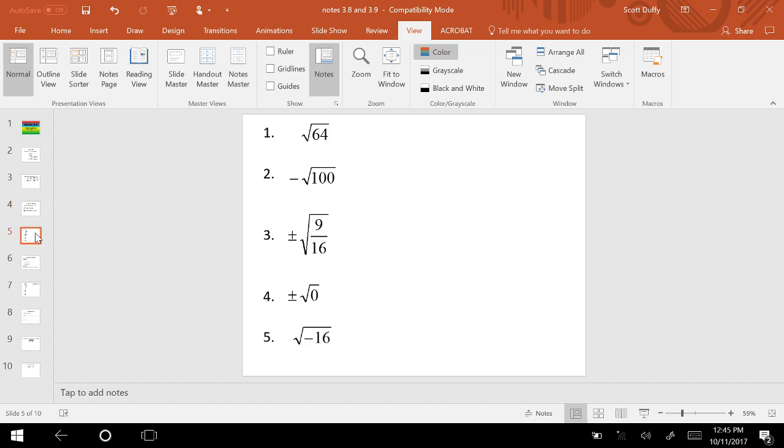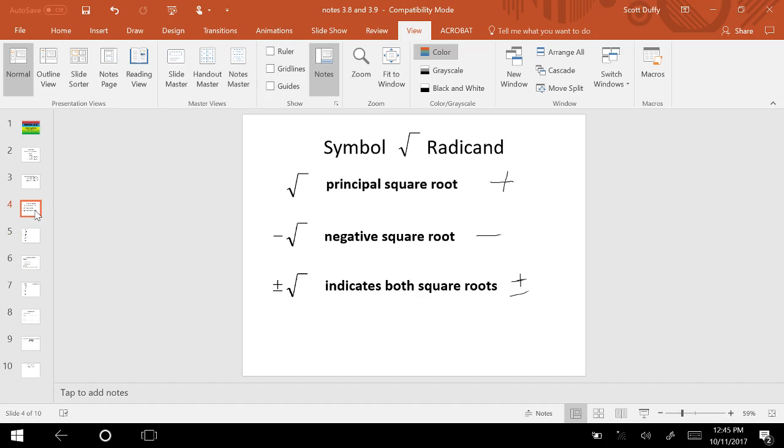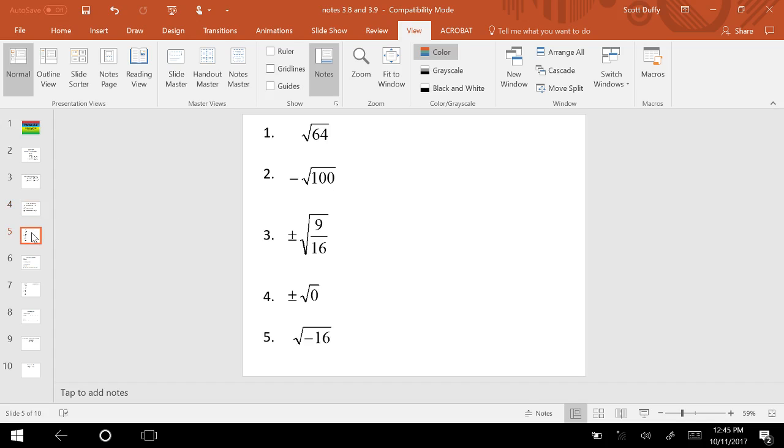Now the square root of 64, going back to what I just showed you, doesn't specify which, so that means it's the principal square root, which is the positive version. The positive version of the square root of 64 is 8. Now they specify that we want the negative version of the square root of 100, and that equals 10, so we're getting negative 10.